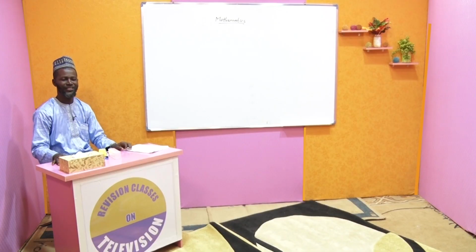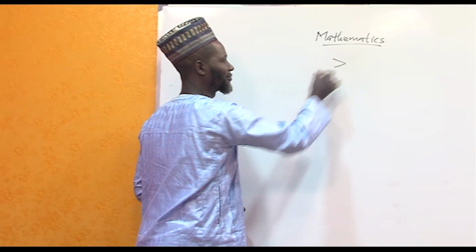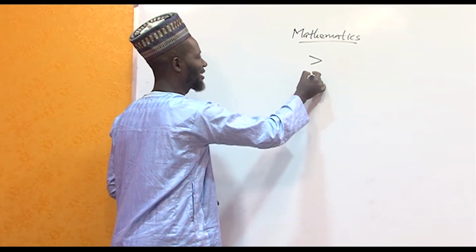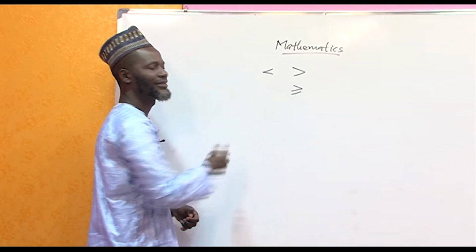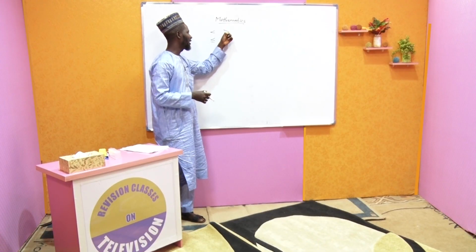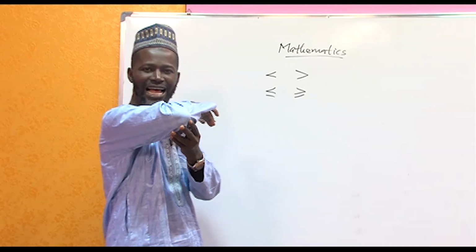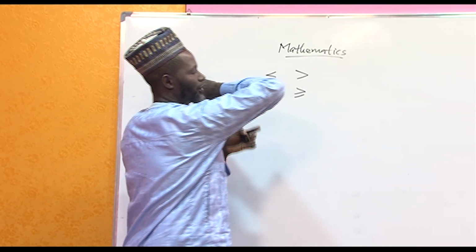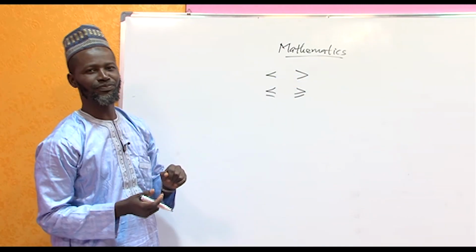Inequality is a mathematical expression in which sides are not equal to each other. And for inequality signs, we have greater than, greater than or equal to, less than, and also less than or equal to. How can you remember greater than and less than? You can use your right hand to determine your greater than, and your left hand to determine your less than.